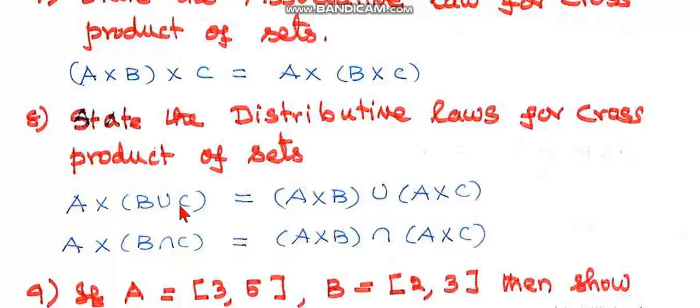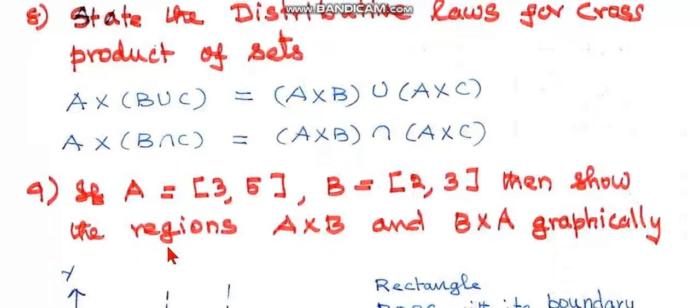A cross (B union C), this is for union, equal to (A cross B) union (A cross C). A is crossed with B and also with C. Then A cross (B intersection C), here instead of union, intersection, equal to (A cross B) intersection (A cross C). So A cross gets distributed between B and C. So this is the distributive law for cross product in the case of intersection.